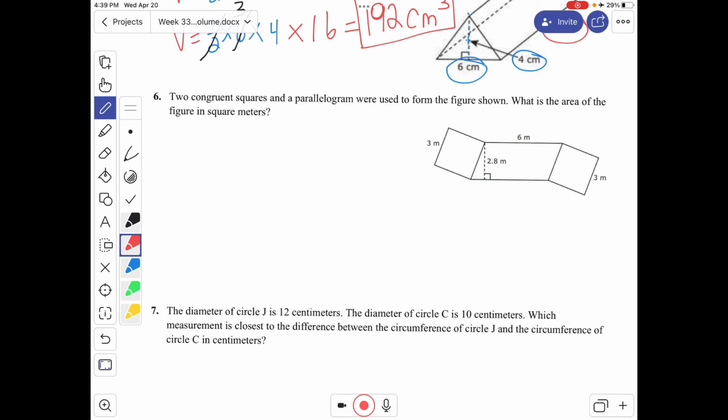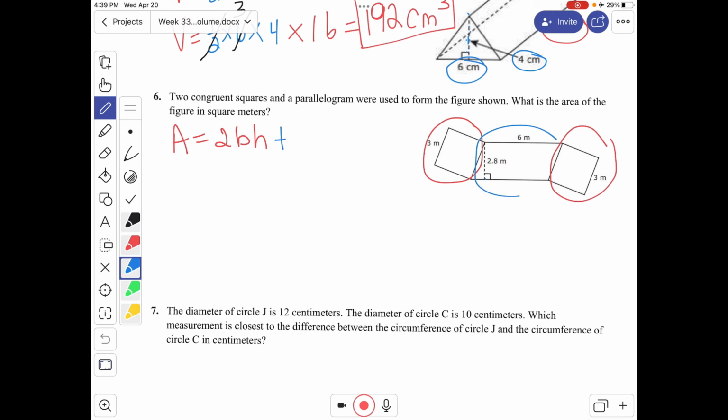Number 6, 2 congruent squares and a parallelogram were used to form the figure below. What is the area of the figure in square meters? So this is just squares, that's surface area. So we only need to find the area of this shape. It says there are 2 squares, and it looks like they have the same measurement. So 2 times the formula, base times height, plus this parallelogram, which the formula for a parallelogram is also base times height.